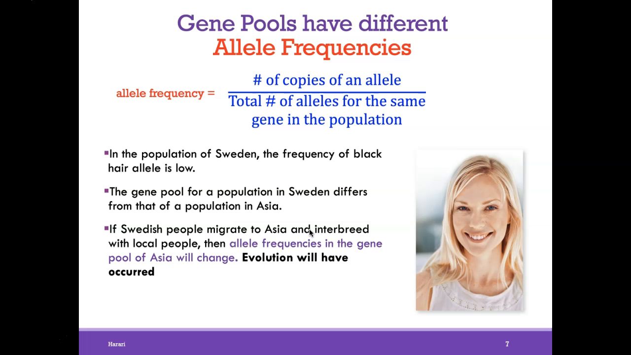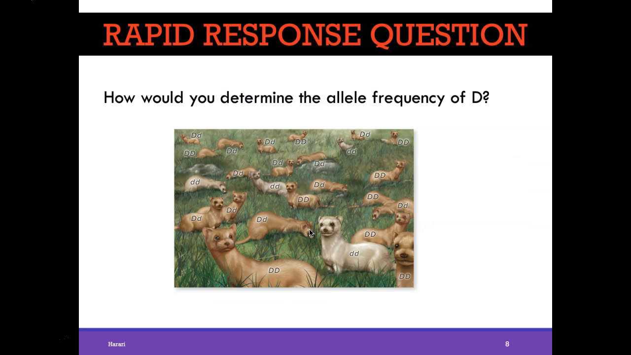And all the Swedish people contributed their alleles for blonde hair. So now the allele frequencies in the gene pool of Asia will have changed. This is by definition evolution. If just a group of people from Sweden moved to Asia, we can say that evolution has occurred. And again, this is over time, and it has to do with the population. It's not just on an individual basis. So remember that evolution is a change in allele frequencies of a population.